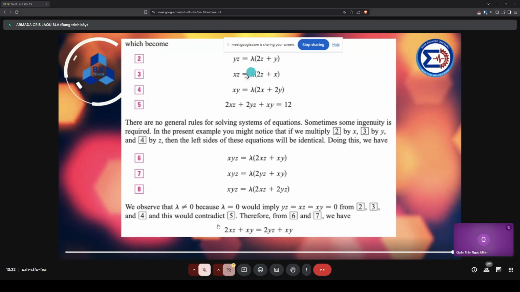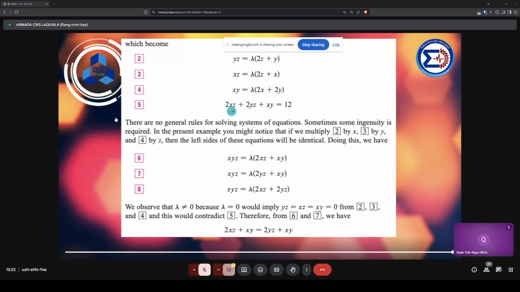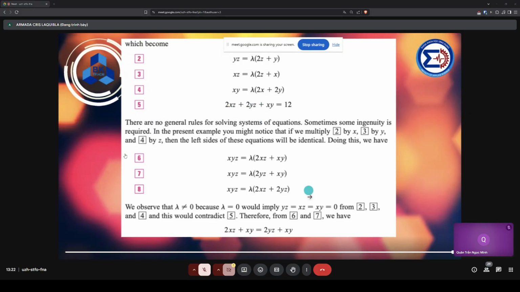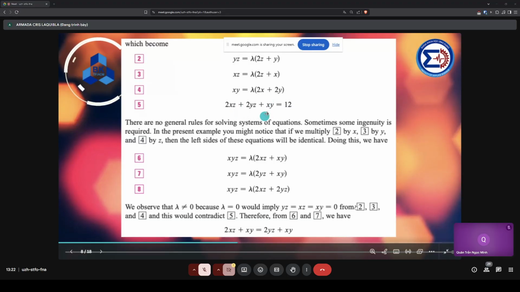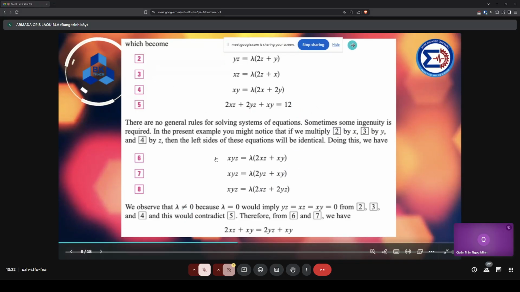If your lambda is 0, your yz, xz, and xy are all equal to 0. It's from equations 2, 3, and 4. Correct? Now, this would contradict number 5. It will contradict number 5 because if your xz is 0, your yz is 0, then your xy also is 0, so all of them are zeros. It will not be equal to 12. Therefore, your lambda is not 0.